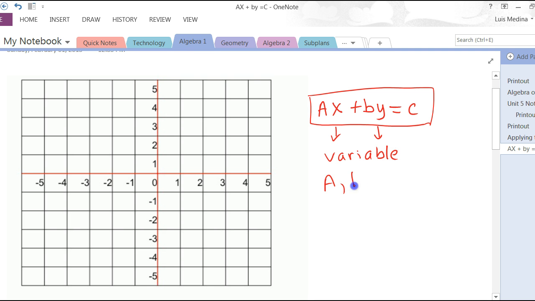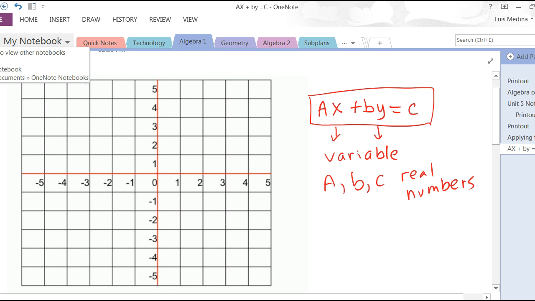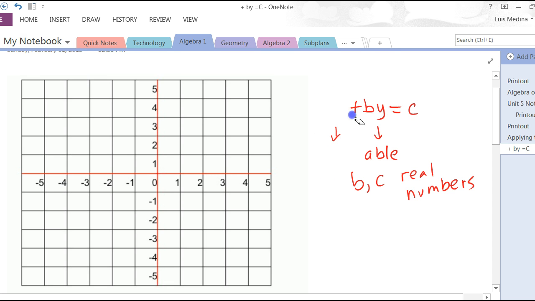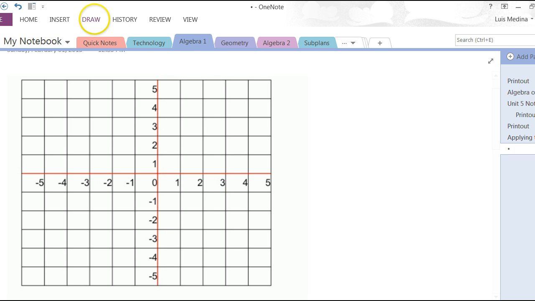La A, la B y la C son números reales, ¿ok? Real numbers. ¿Ok? Y eso es lo que vamos a empezar a trabajar. So hopefully you can copy this and go ahead and erase this. ¿Ok? So ese es el objetivo de hoy, lo que vamos a aprender.